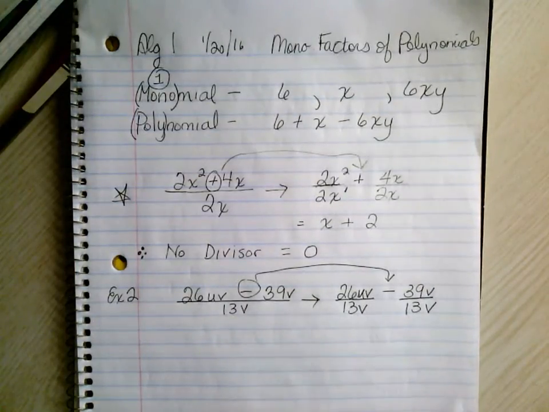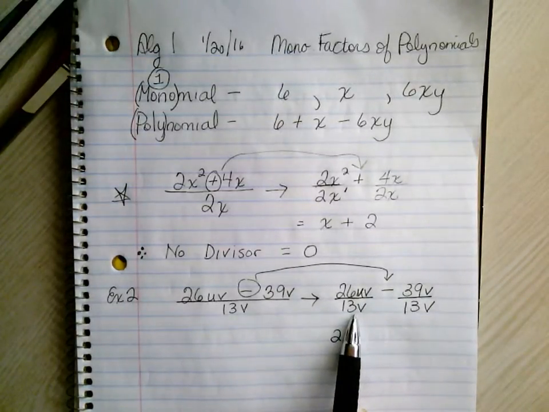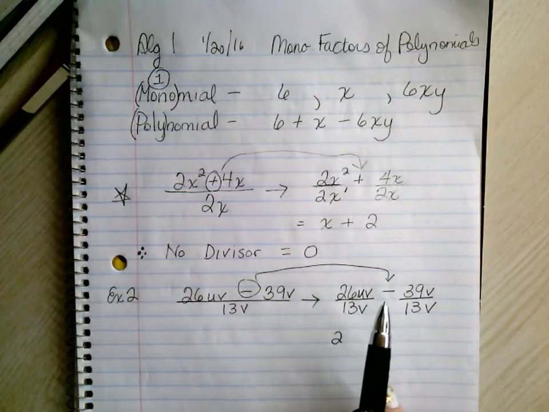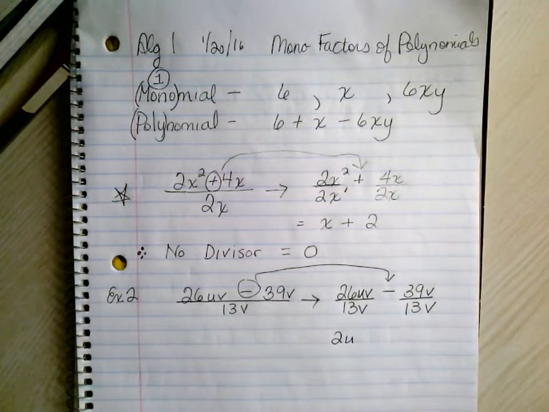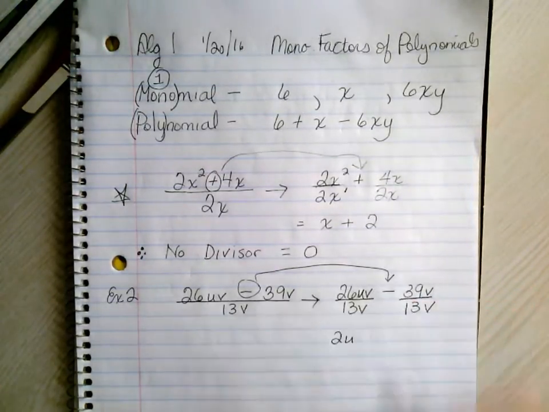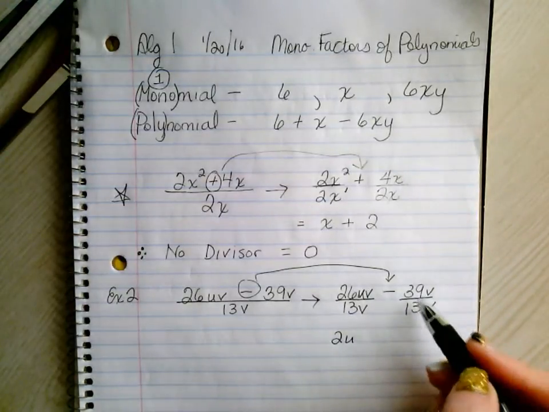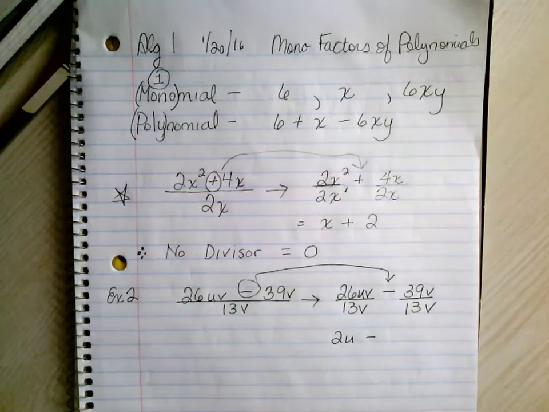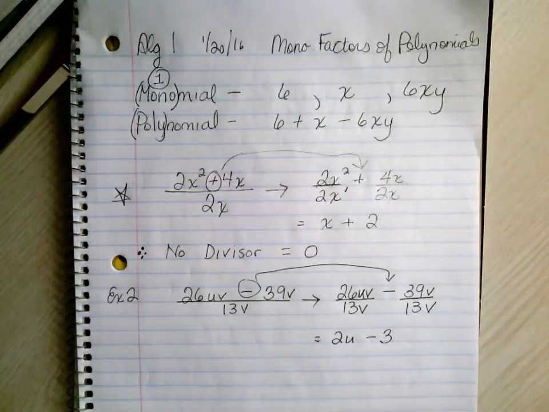Numerically, 26 divided by 13 is 2, right? Now, u has no matching u underneath, which means you assume or you take it to mean u divided by 1, which is u. Okay? V divided by v is 1. So you don't have to write 2 times u times 1. Everybody with me? 39 negative divided by 13 is a negative 3. V divided by v is 1. I'm not going to write 3 times 1. I'm just going to write 2u minus 3.